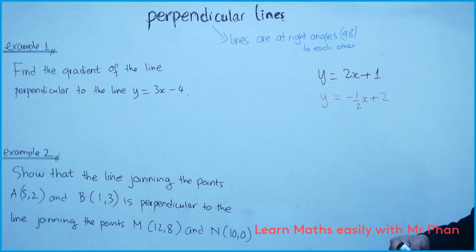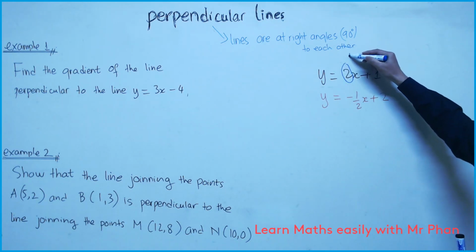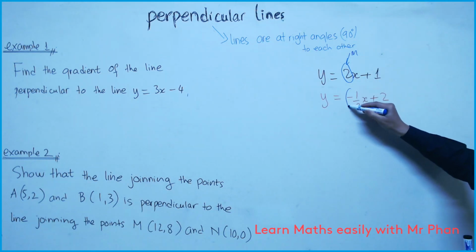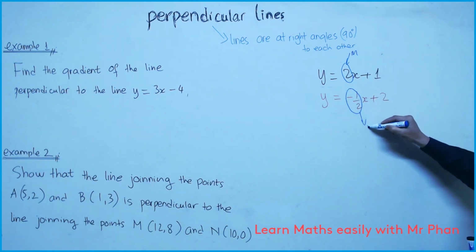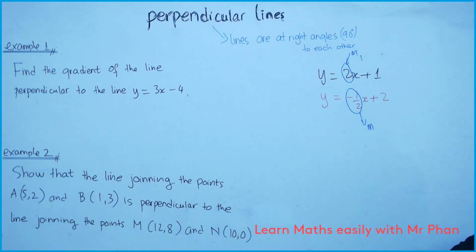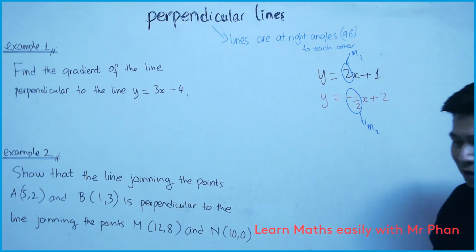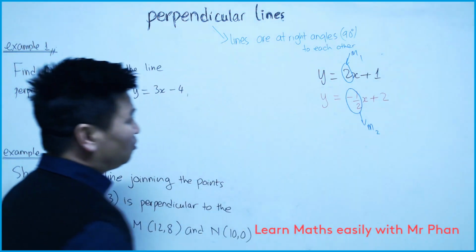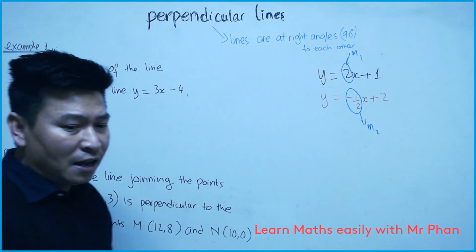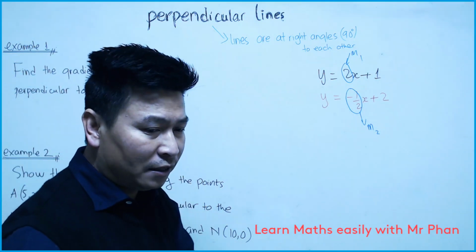So what do you figure out from these two values here? This one is m, and that one is also m. I call this one m1 for line number 1, and that one m2 for line number 2. What do you think about m1 and m2? What's the gradient of line number 1 and the gradient of line number 2? Is there any connection? Yes, there is a connection to determine whether two lines are perpendicular.